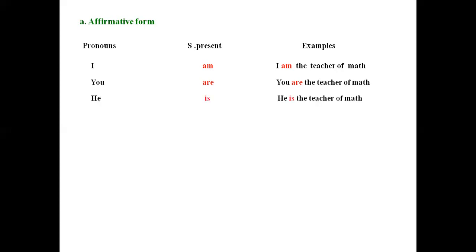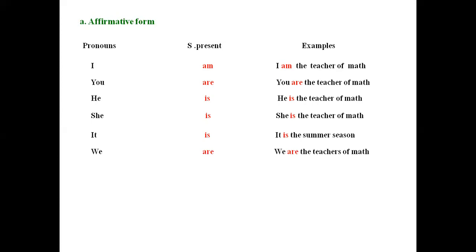With he, the verb is. He is the teacher of math. She is the teacher of math. It is the summer season. We, in the plural form, are. We are the teachers of math. They are the teachers of math. You, the plural form, you are the teachers of math.